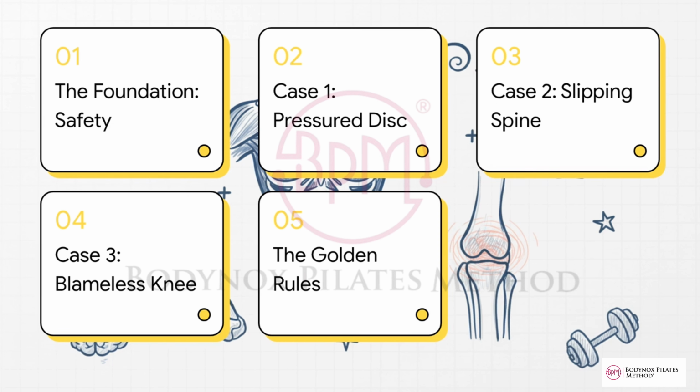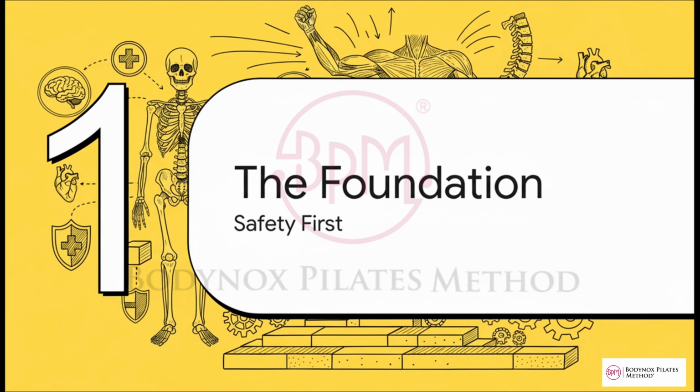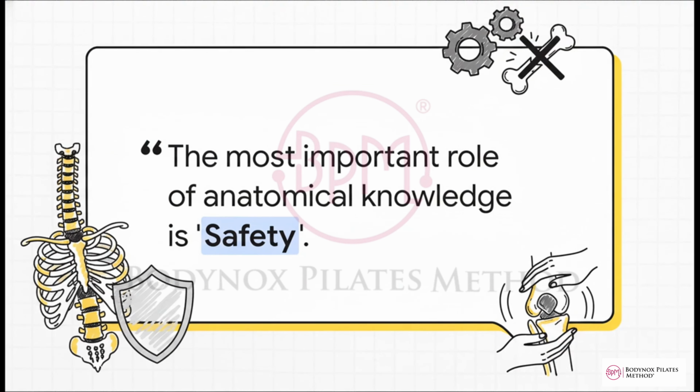transform your teaching. All right, so before we dive into any specific injuries, we absolutely have to establish the one core philosophy that underpins every single decision we make in the studio. And here it is. The crucial point is that our primary job isn't just to make people stronger, it's to keep them safe. Our anatomical knowledge is basically a shield. We use it to modify movements and respect contraindications, making sure we never, ever worsen a client's condition. Safety is always priority number one.